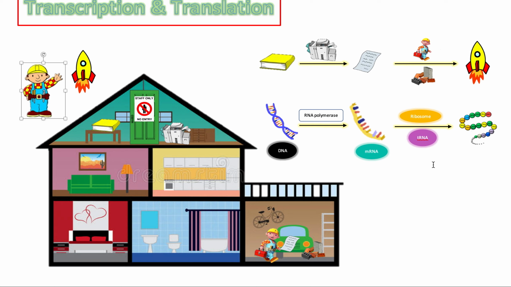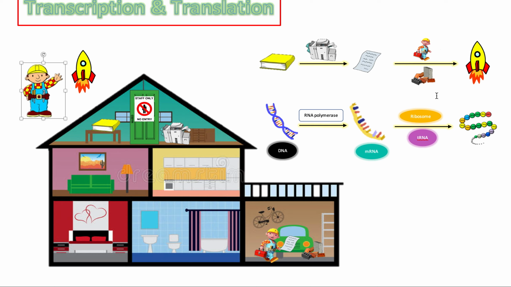So in the cell, the materials are tRNA, transfer RNA. Transfer RNA is literally the thing that is going to be the materials. And the ribosome is going to be like the toolkit, like Bob the Builder's toolkit. So you can see it exactly matches.